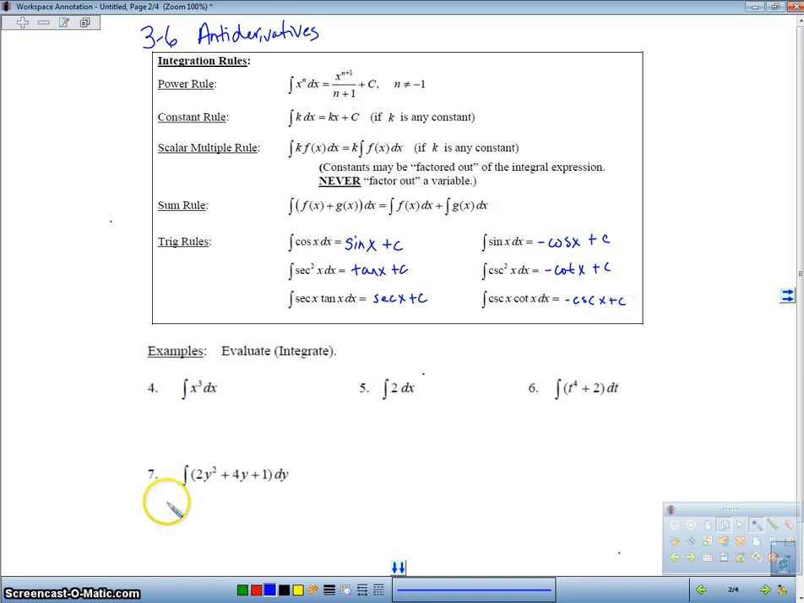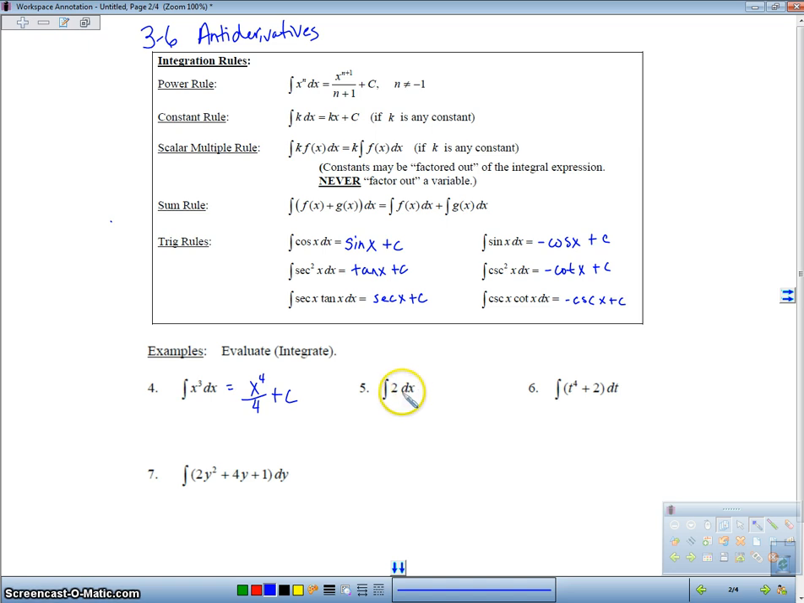All right, so let's do a couple of examples here. The integral of x cubed. We're going to use the power rule for integrals, which basically says add 1 to the power, divide by that number. So we're going to add 1 to the power: 3 plus 1 is 4. Divide by that number, plus c. That's it. That's all there is to that one.